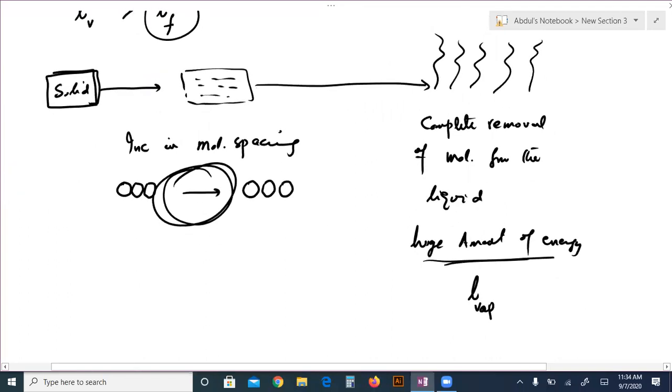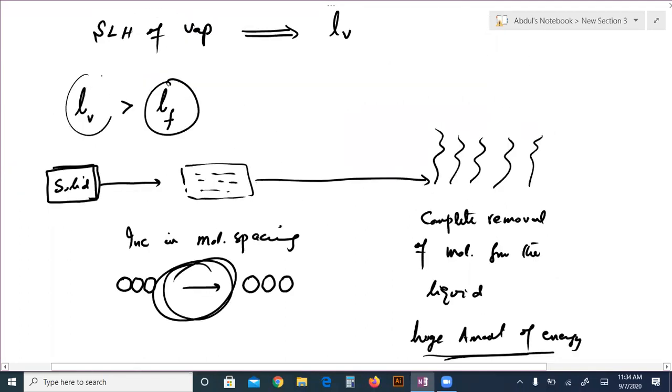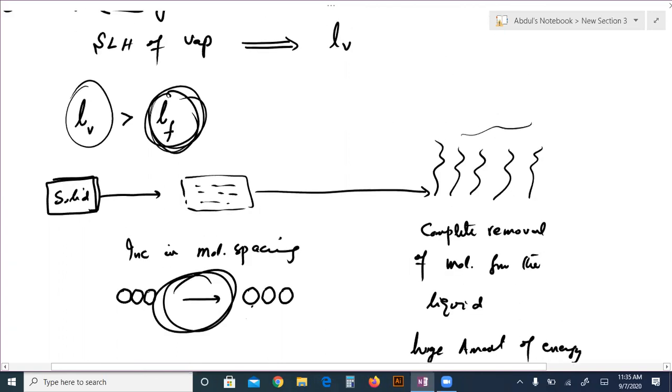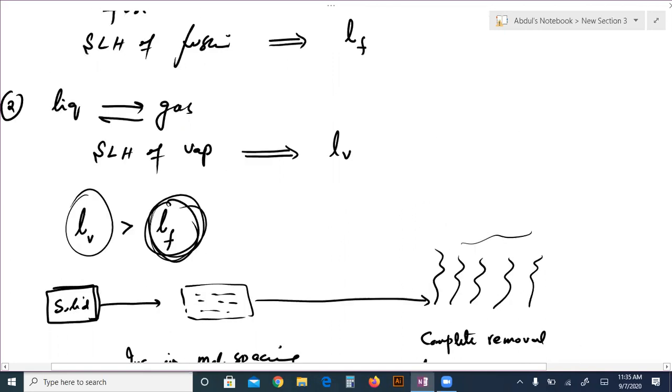So the specific latent heat of vaporization is greater than the specific latent heat of fusion, because the fusion only changes the spacing, less energy required, but when liquid is converted into the vapor, a huge amount of energy is required to remove the molecule completely from the liquid. That's why specific latent heat of vaporization is greater than the specific latent heat of fusion.